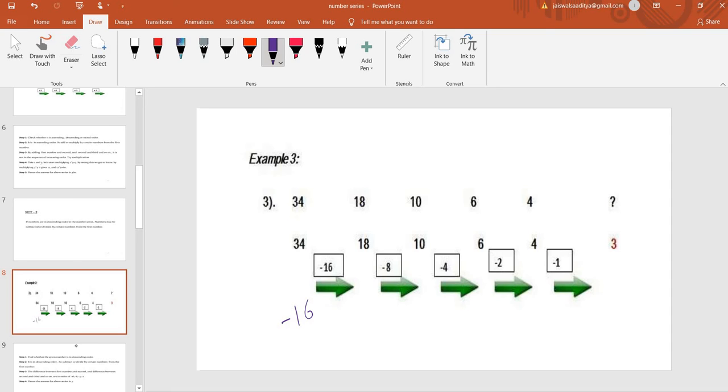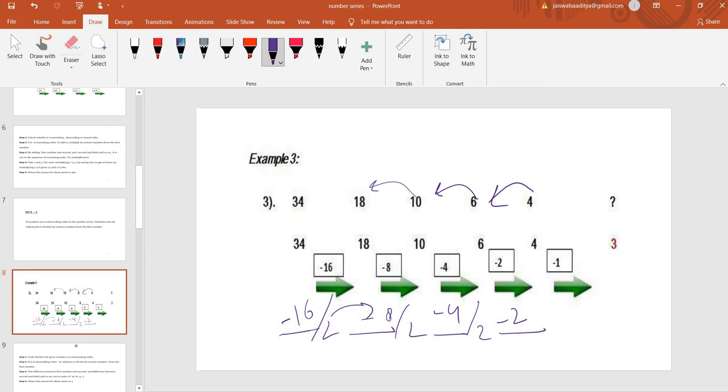If we subtract these two numbers, minus 8, correct? These two numbers, minus 4. These two numbers, minus 2. Again, we are observing our pattern: minus 16, then minus 8, then minus 4, then minus 2. Half of this number is the next number, half of this number is the next number. This number is going to be minus 1.